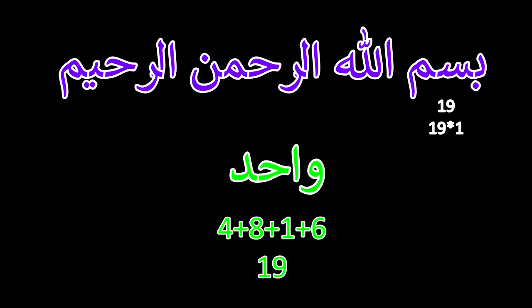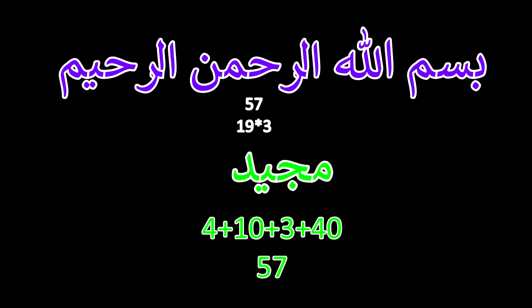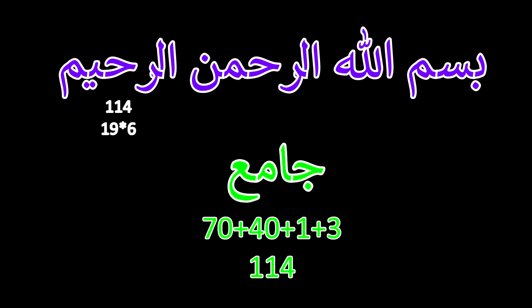The first word Wahid, which means 1, has a numerical value of 19, which is 19 times 1. The second word is Dhul Fadlul Azim, which means owner of the mighty favor. This word has a numerical value of 2698, which is 19 times 142. The third word is Majid, which means glorious. This word has a numerical value of 57, which is 19 times 3. The fourth word is Jam'a, which means gatherer. This word has a numerical value of 114, which is 19 times 6.